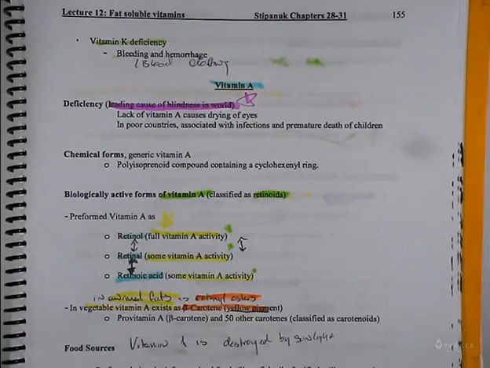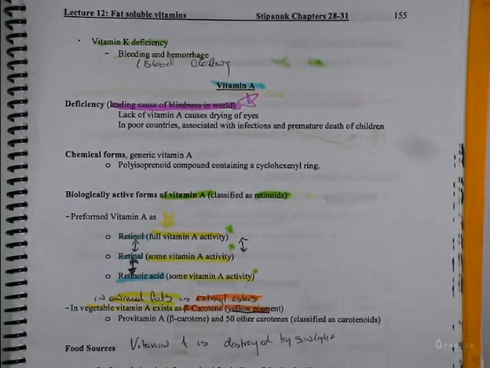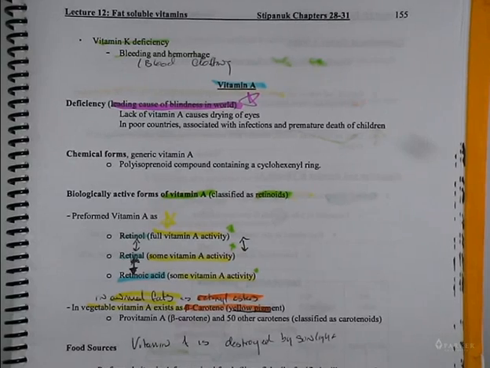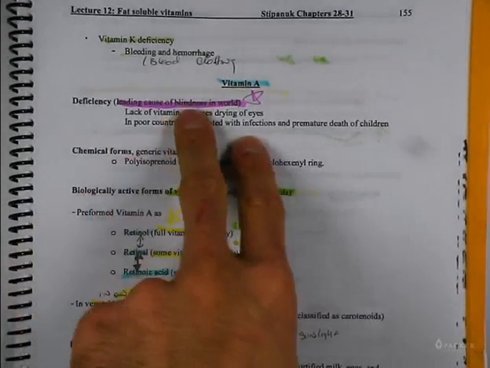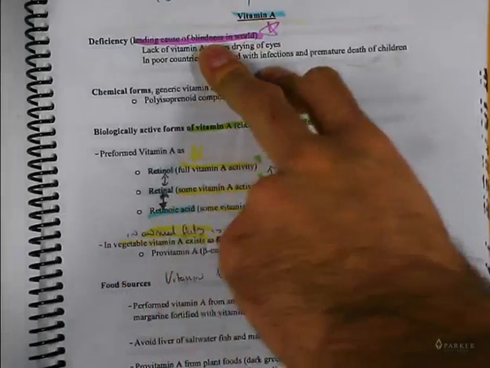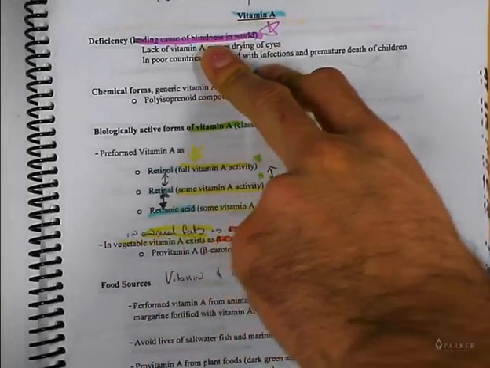Okay, vitamin A. Vitamin A deficiency is the leading cause of blindness in the world. I had it right the first time. Leading cause of blindness in the world. You guys get up here and talk. Lack of vitamin A causes dry eyes, etc. But I would know the leading cause of blindness in the world is vitamin A. I'm just going to roll with it.